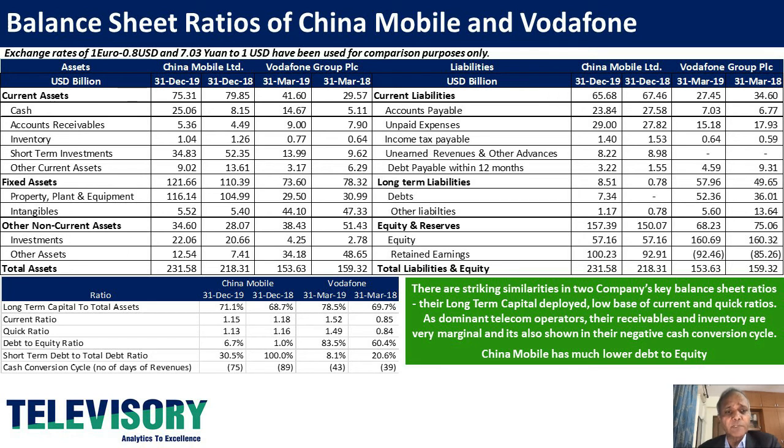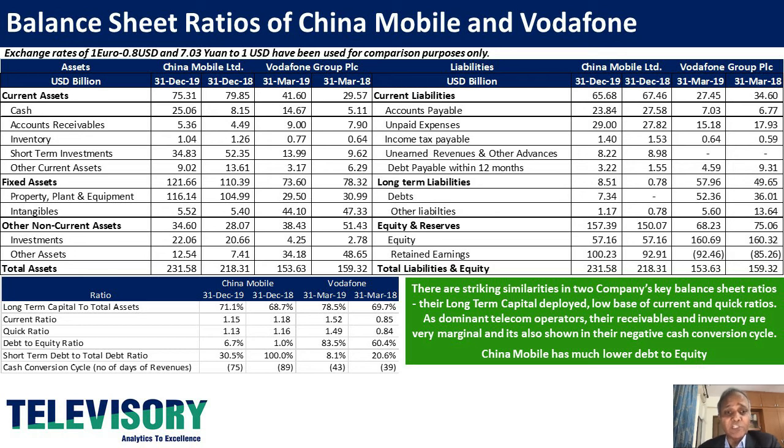companies, except that here also, given the typical nature of a telecom company where you have very limited receivables, but you have some creditors. China Mobile has current ratios which are more than 1. Vodafone had actually less than 1 but has improved in the year that ended on 31st March 2019. Both the companies have a negative cash conversion cycle.